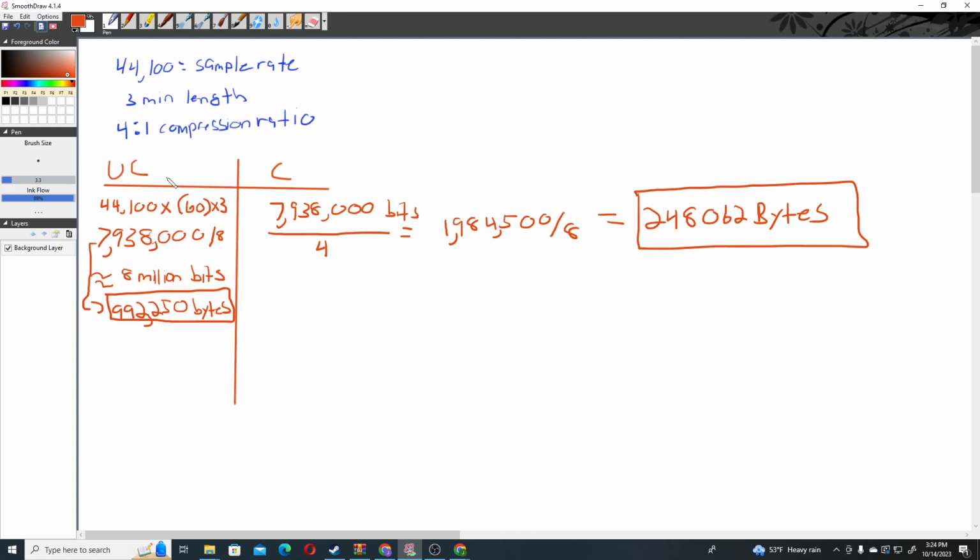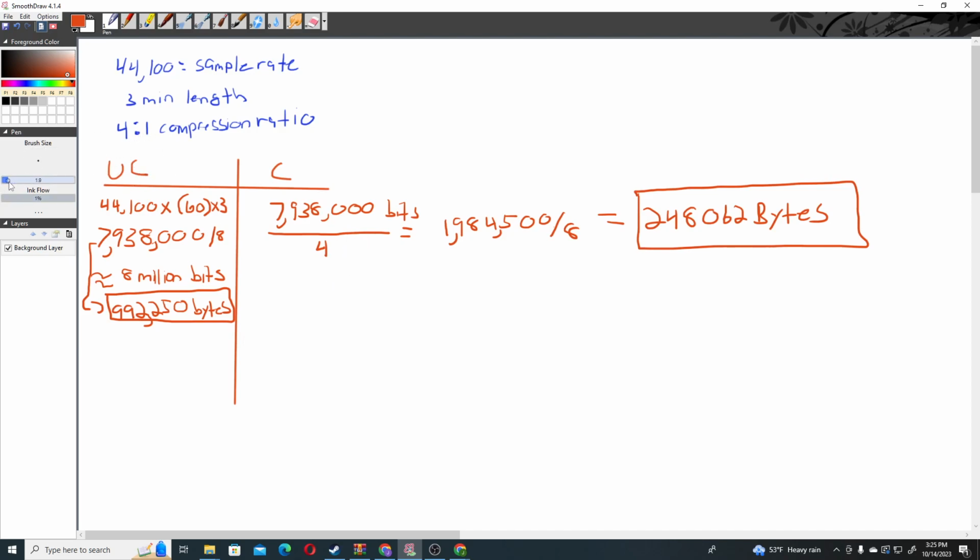Hopefully that made sense. The whole idea is you take your sample rate, you multiply it by the number of seconds per minute times the number of minutes, and you get how many bits of total data is going to be stored in your hard drive. When you divide that by 8, you get the bytes, right? Then we take our original bits and divide it by 4 because that's the compression rate. The compression rate is 4 to 1.